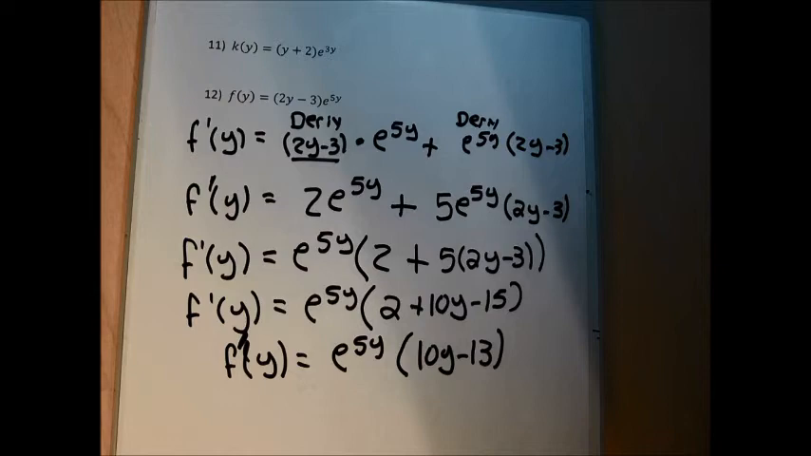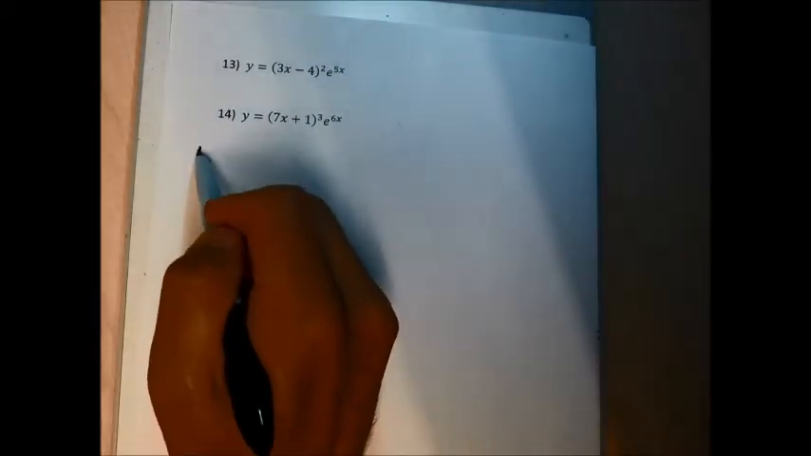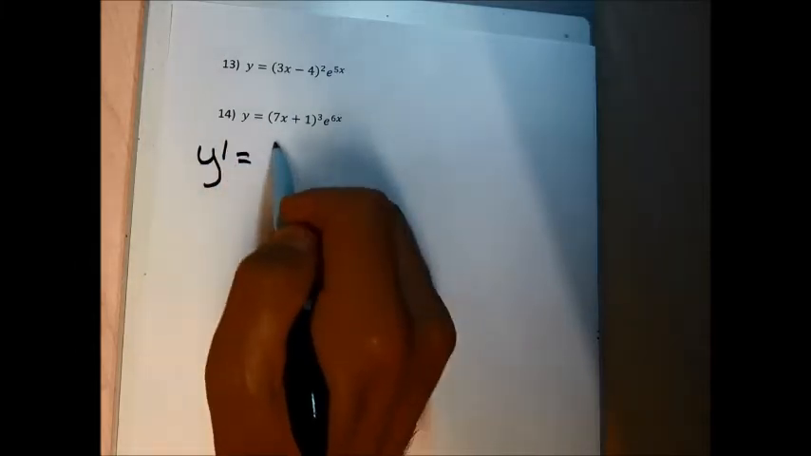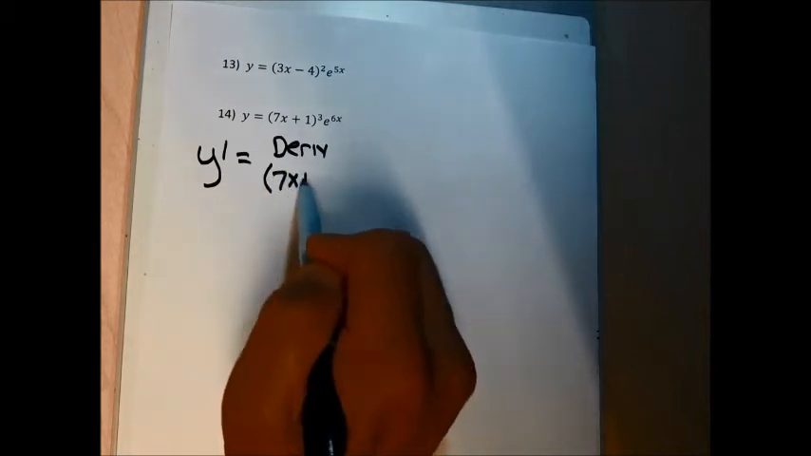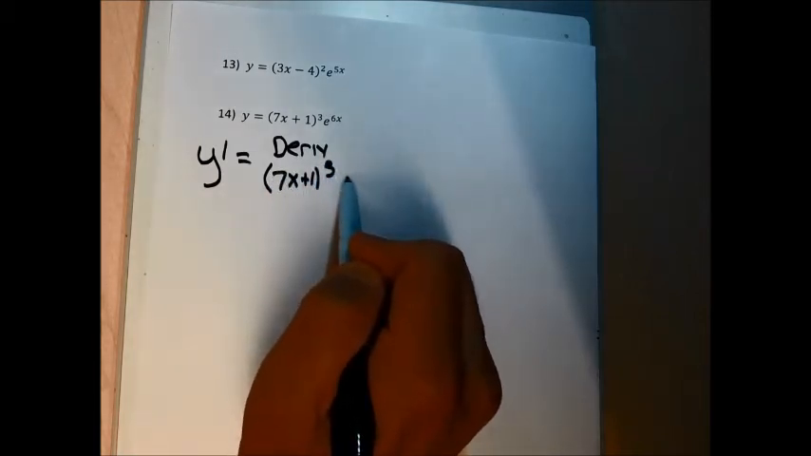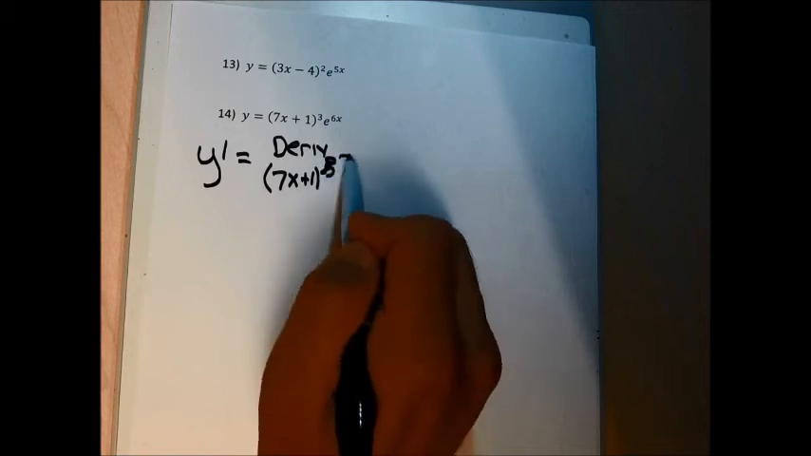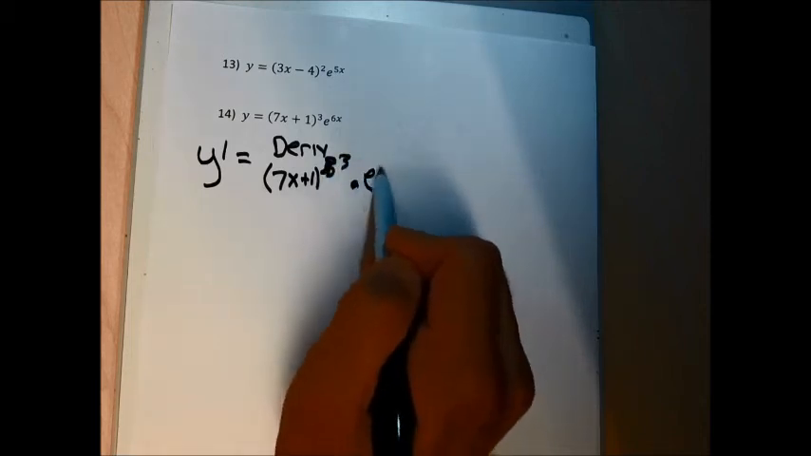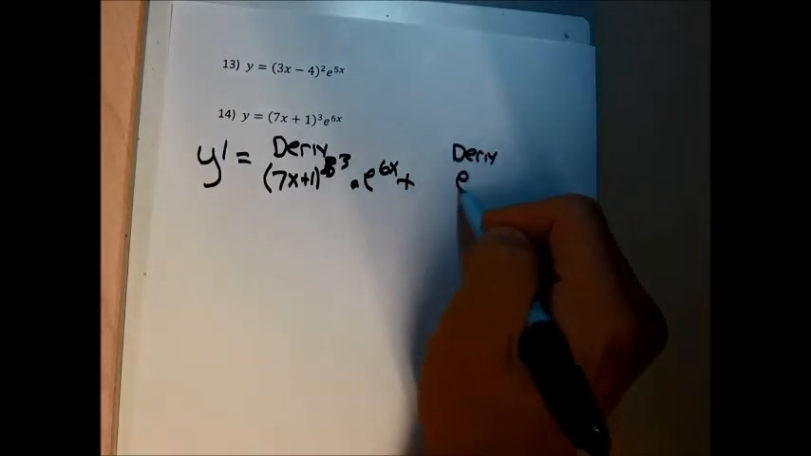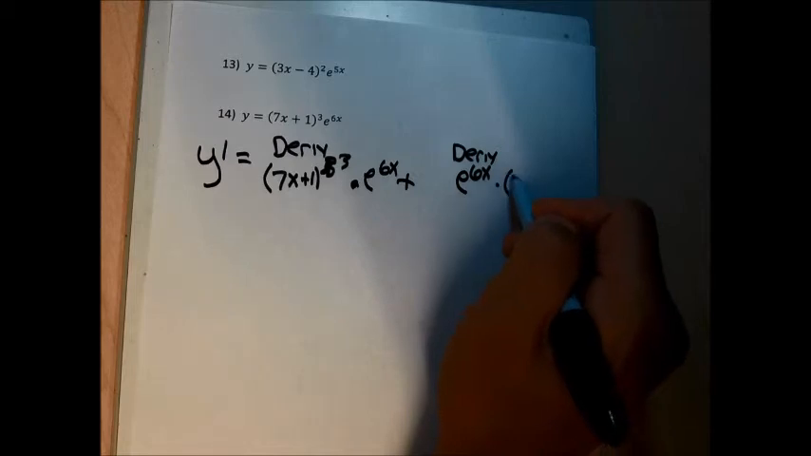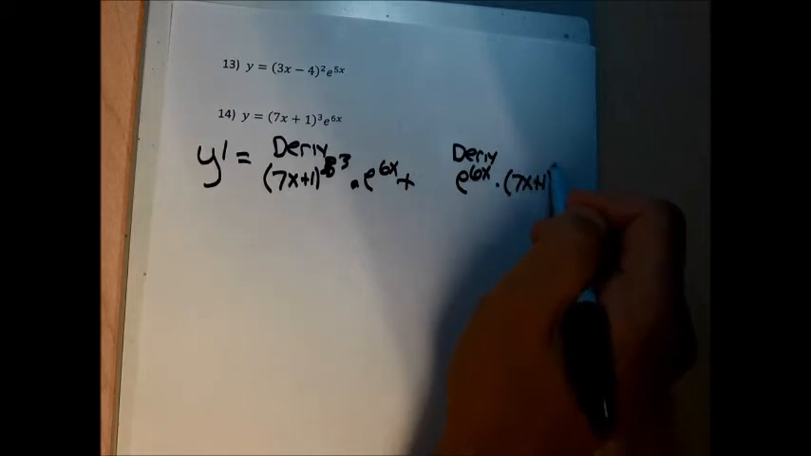Alright, 14 doesn't look near as nice, but I can deal with it. So for 14, I have these horrible parentheses with an exponent. So y prime is going to be the derivative of 7x plus 1 cubed times e to the 6x plus the derivative of e to the 6x times 7x plus 1 cubed.